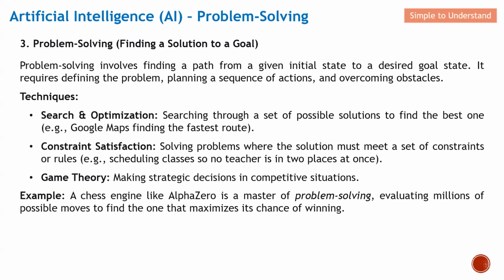It can be the shortest time, it can be the cheapest way, it can be green, which means you save the most in terms of petrol, etc. All these are AI under problem solving. Let's come to understand the different problem solving techniques. The first one is search and optimization, where you search through a set of possible solutions to find the best one.